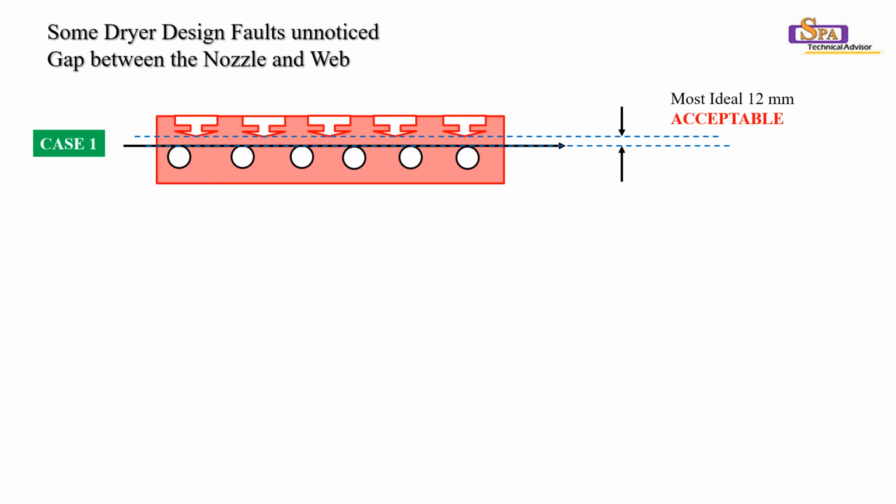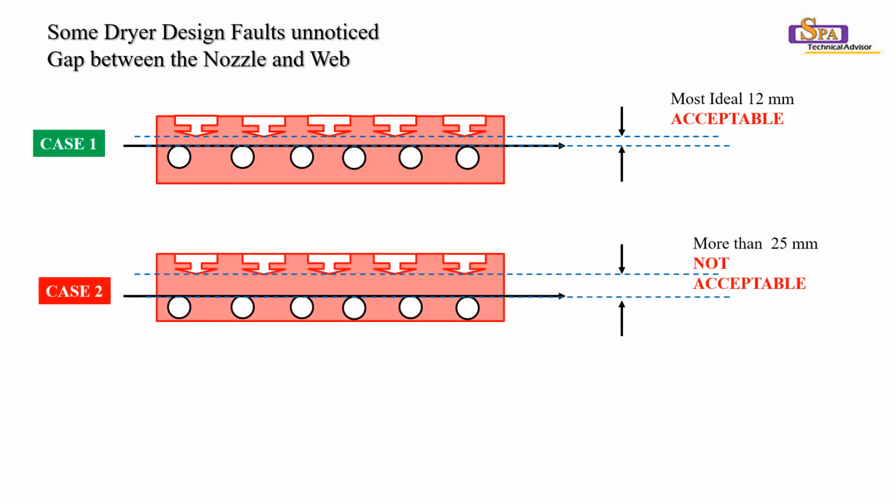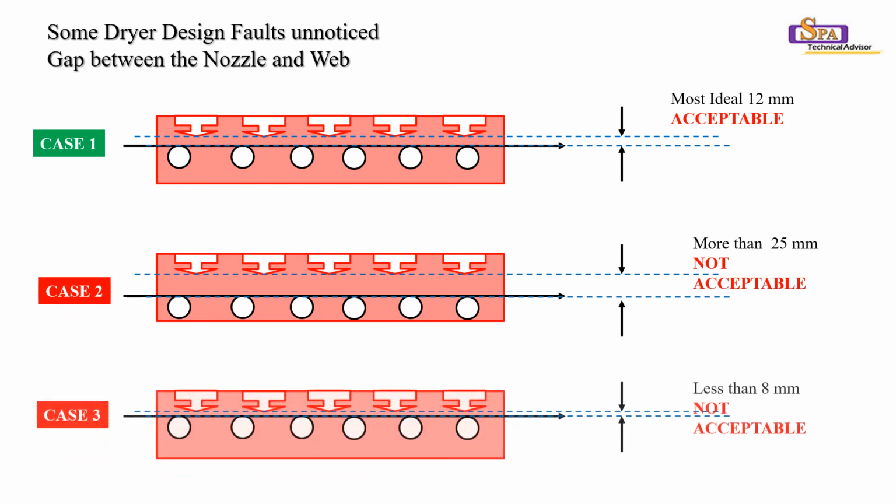Some drying tunnel design faults unnoticed. Gap between the nozzle and web. Case 1: the gap is around 12 mm. You will find that this is acceptable. Now consider case 2 where the gap is more than 25 mm. This is not acceptable because the drying efficiency will decrease to a very great extent.